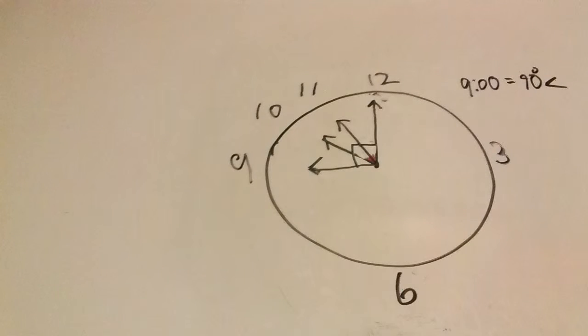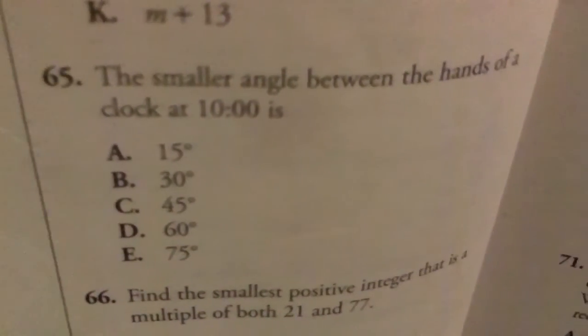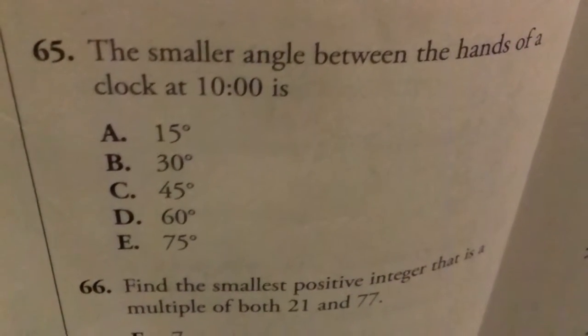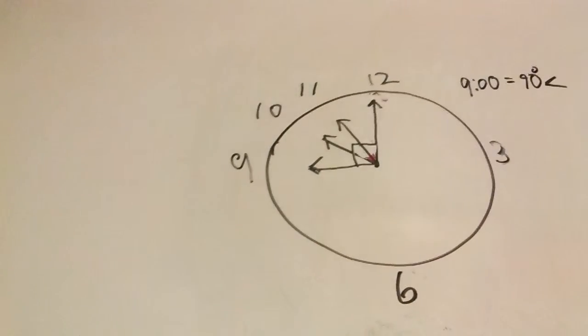So here we have a question. I'll tell you what it looks like in the textbook. Take a look. Where are we? Right there. See it? It's the one that says 65. You can write down the choices, and here we have it.